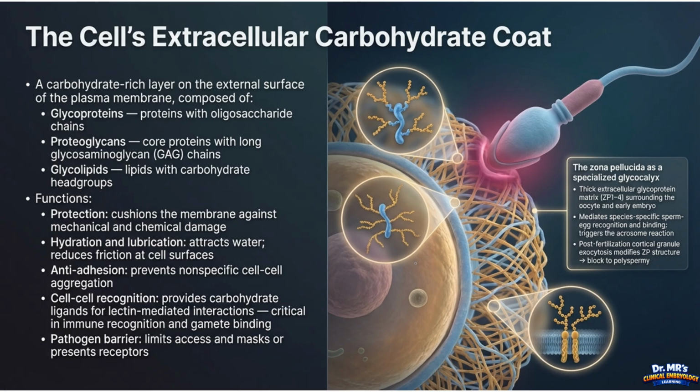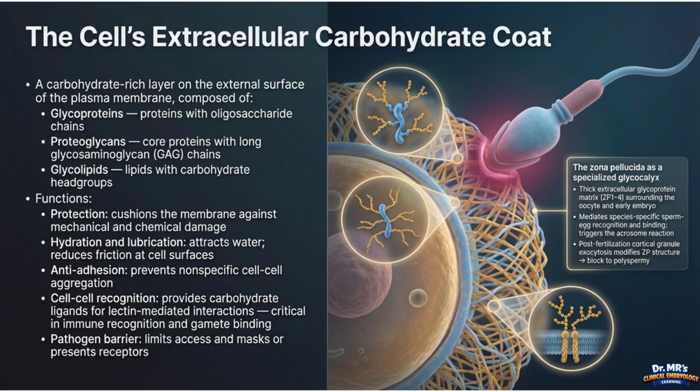What does the glycocalyx do? It performs several functions simultaneously. It protects the membrane from mechanical and chemical damage, acting as a physical buffer between the cell surface and its environment. It retains water around the cell through the hydrophilic nature of its carbohydrate chains, lubricating cell surfaces and reducing friction. It prevents nonspecific aggregation between cells, keeping cells apart unless specific recognition events occur.